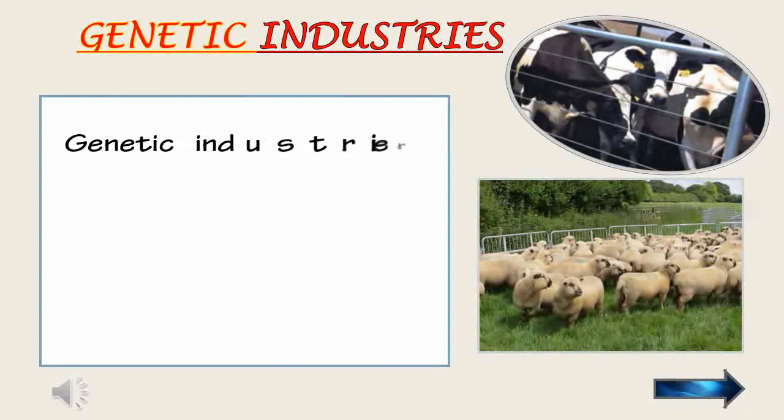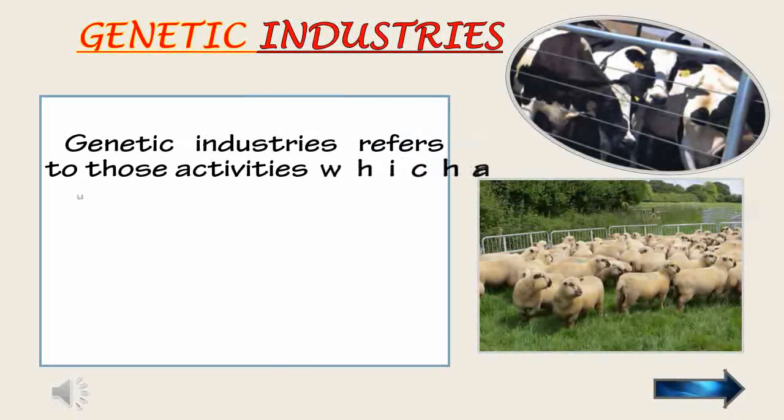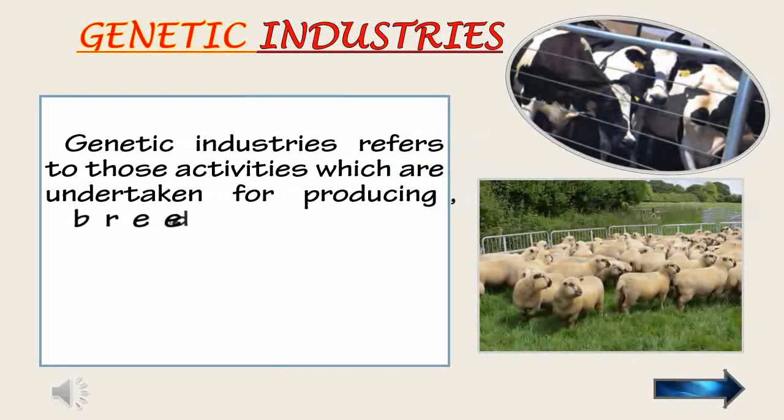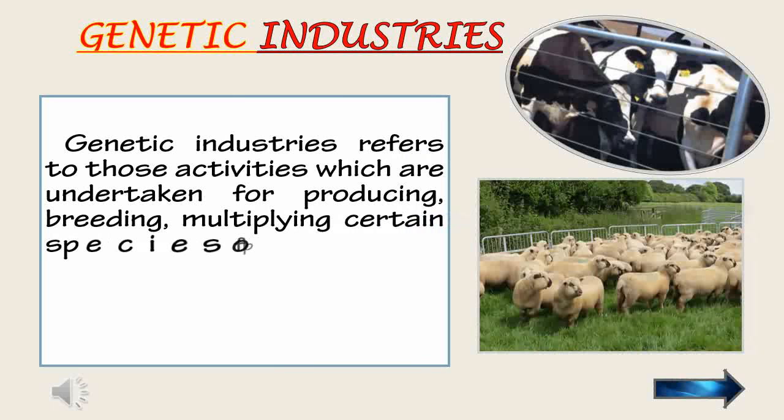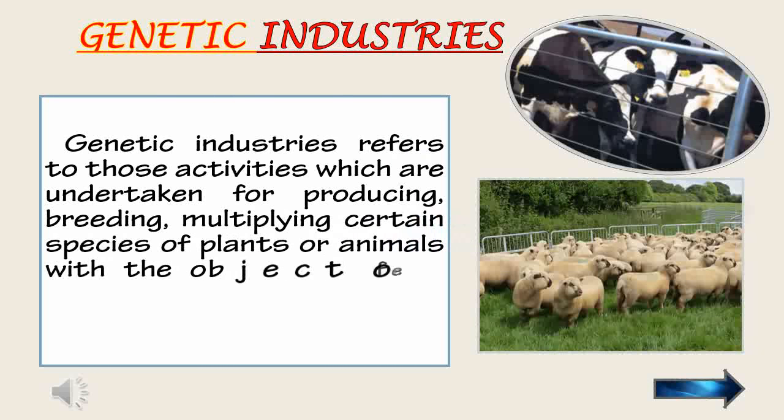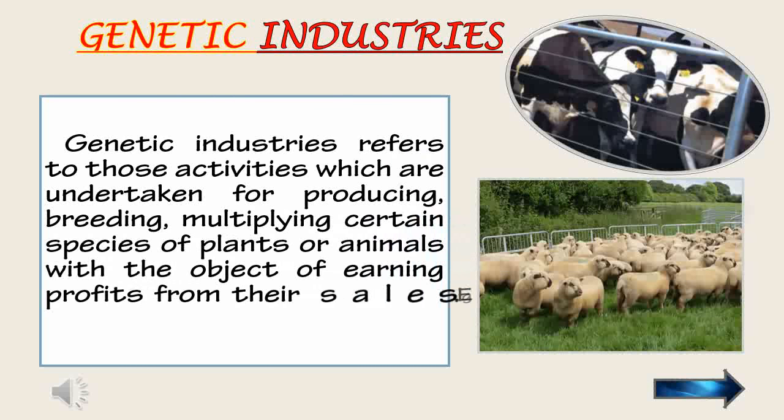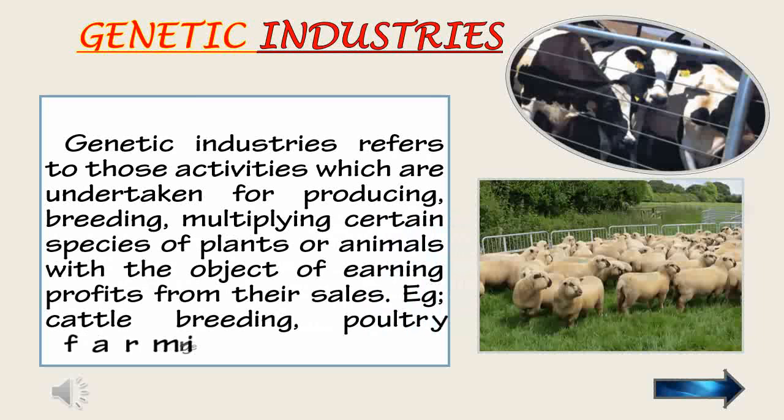Genetic industries refer to those activities which are undertaken for producing, breeding, and multiplying certain species of plants or animals with the object of earning profits from their sales. Examples are cattle breeding, poultry farming, etc.